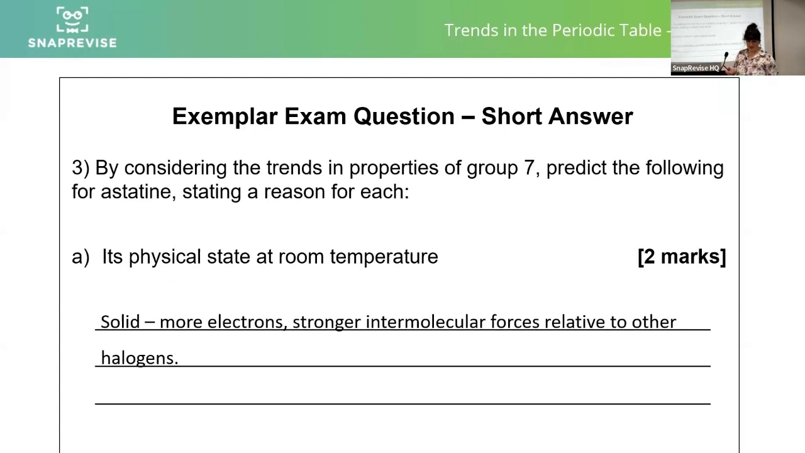Okay, so physical state at room temperature. What would you have said? As we go down the group, gas, liquid, solid, well, astatine can only be a solid then, because iodine was, and that's above it within the trend, so it should be solid. Why is it going to be solid? It's solid because we've got, and we're going to look at these a little bit more in a couple of slides' time, more electrons in astatine. That means we're going to get stronger intermolecular forces relative to the other halogens. That's our explanation. Solid gives us our first mark. And then the explanation, there are more electrons, so stronger intermolecular forces for the second mark.